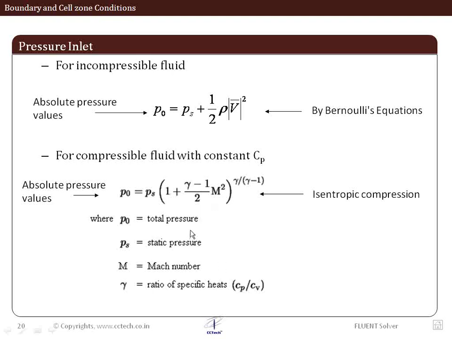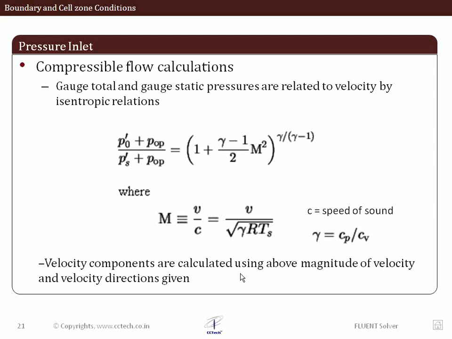Using the Mach number, the velocity can be calculated, since Mach number is equal to the velocity upon the speed of sound under those conditions. In this way, the overall dynamic part can also be taken into account. For compressible flow calculations, we just add the operating pressure to it. If you can recollect, the reason is that this equation should have the absolute total pressure and the absolute static pressure together. This ratio comes out to be this term, and using this, the velocity components can be found for compressible flow calculations.